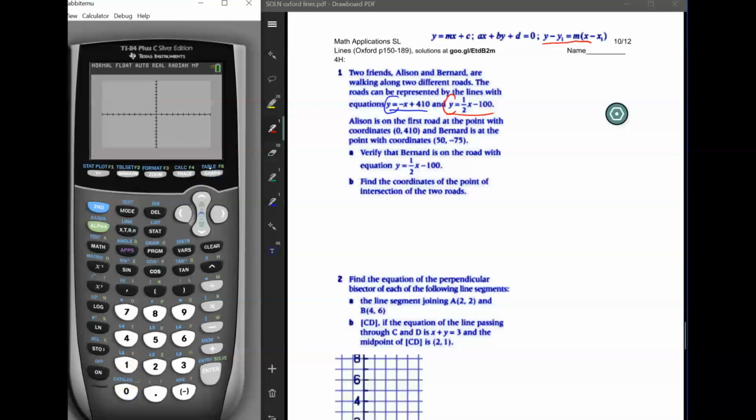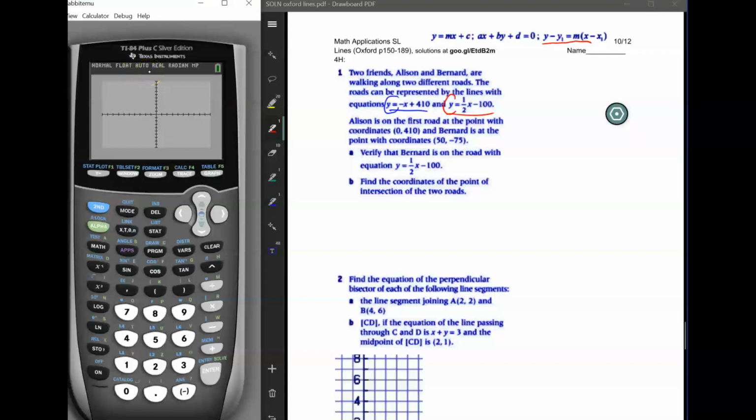Alison is on the first road, which is the blue one, at the point with coordinates 0, 410. And Bernard is at the point with coordinates 50, negative 75. Now, we just did graph and nothing shows up. Why is that? Well, look at the size of these coordinates here. Remember that the default window is negative 10 to 10, negative 10 to 10, and they're talking about 400 and 50. It's off the screen, right?